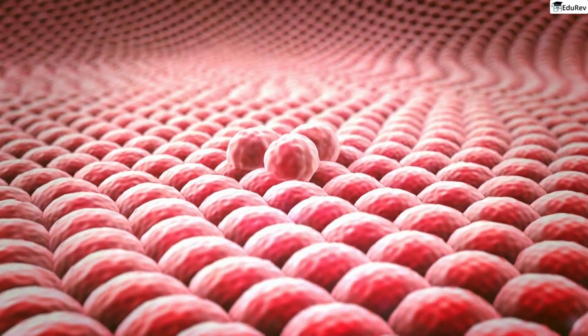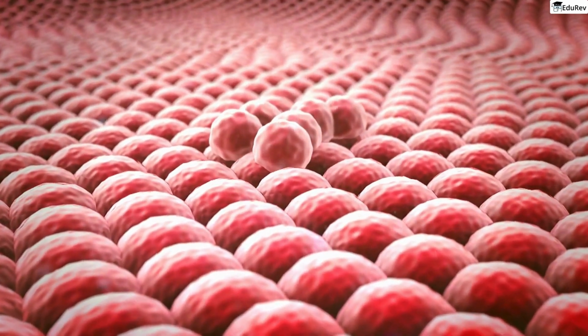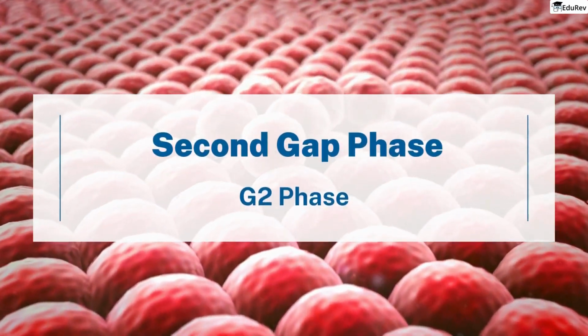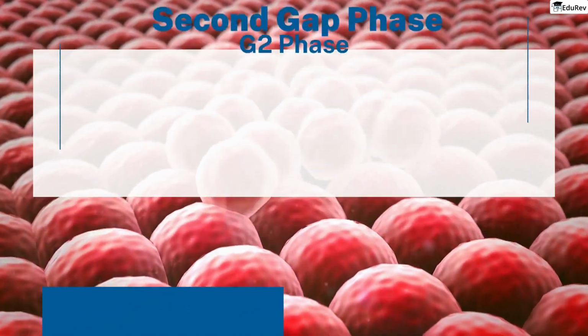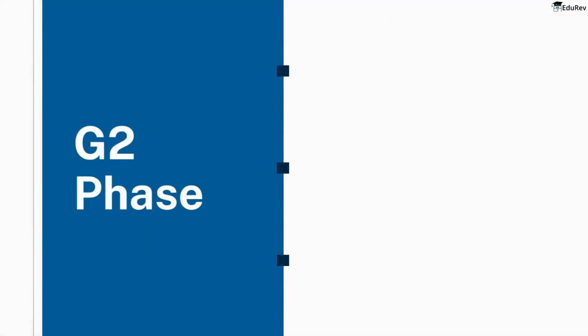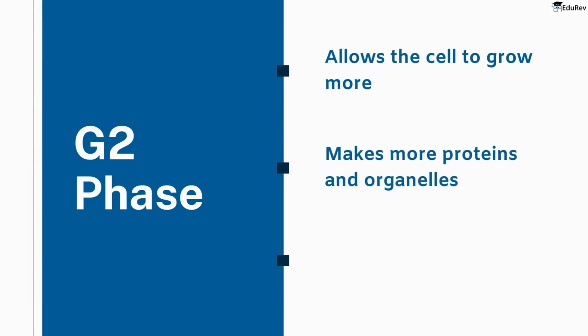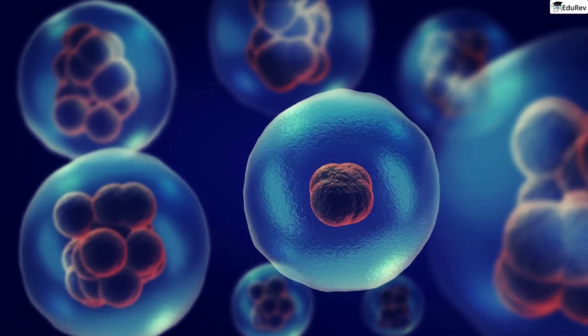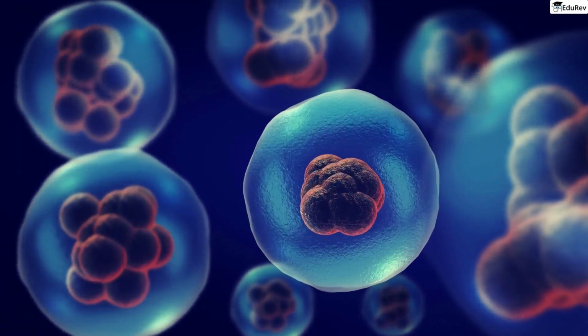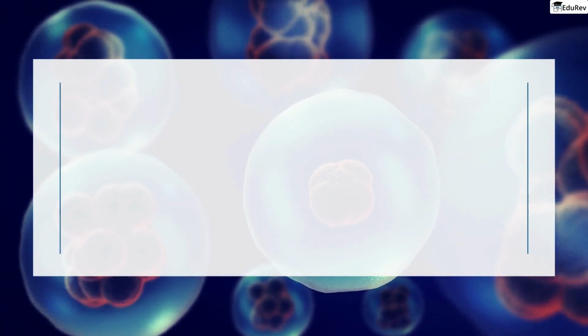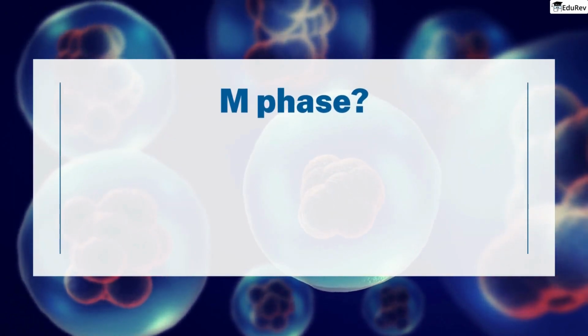Now, what's next? The next step in the process of the interphase is the second gap phase, abbreviated as G2 phase. This phase allows the cell to grow more. Along with the enlargement in the cell size, the cell also makes more proteins and organelles. The most important function of this phase is that it prepares the cell for mitosis. This phase helps the cell to prepare for the actual cell division in the M phase. So, are we now set to study the next phase, that is the M phase?